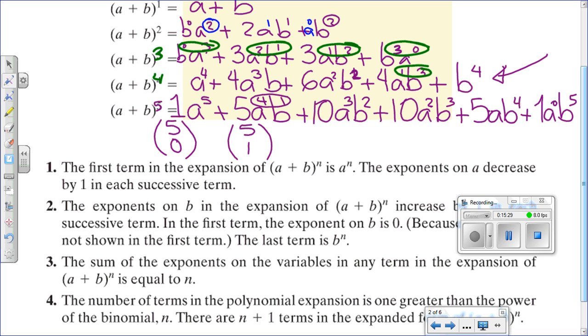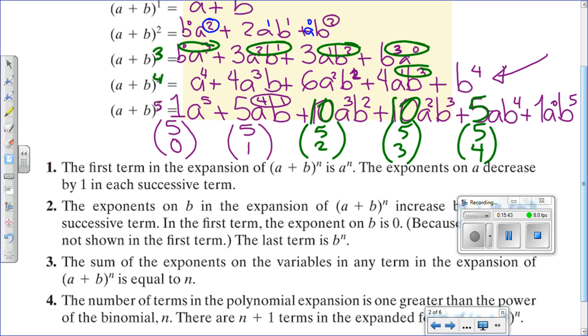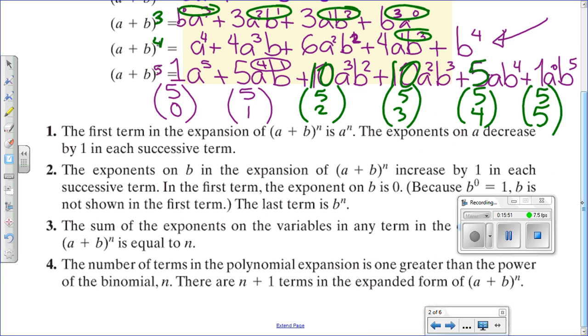Okay, and where are these numbers coming from? Again, the 10 will come from 5 choose 2. This 10 comes from 5 choose 3. This 5 will come from 5 choose 4. And the 1 comes from 5 choose 5. All right? So if you forget what to do, everything is written here very nicely for you. So it says that you increase by 1 in each successive term for the b, and for the a, you decrease the exponents.